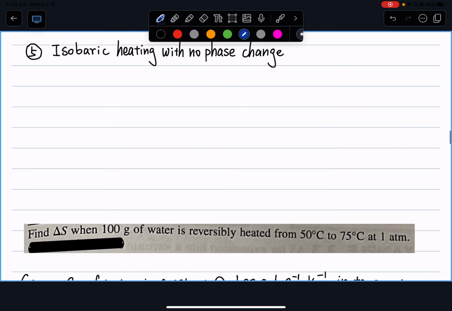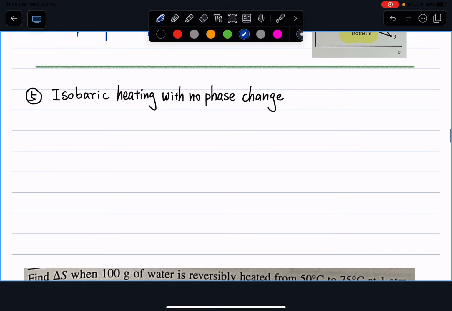All right. Next up, isobaric heating. So for isobaric heating, say you have a cup of water or a cup of coffee, if you like, and you just heat it up at normal atmosphere.